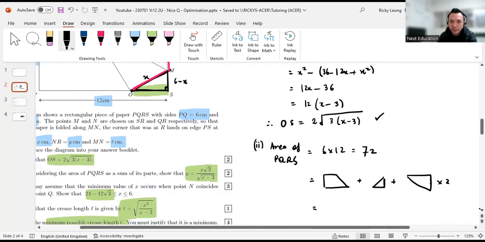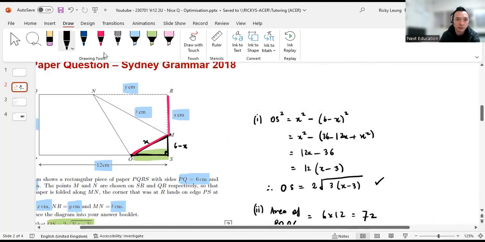So trapezium, I know it's going to be h on 2, so 6 on 2 times top minus bottom. Now, what's the expression for the top? So this side here is going to be, that's y and that's 12, so that must be 12 minus y. And this side here, this is 12, and the green is found.